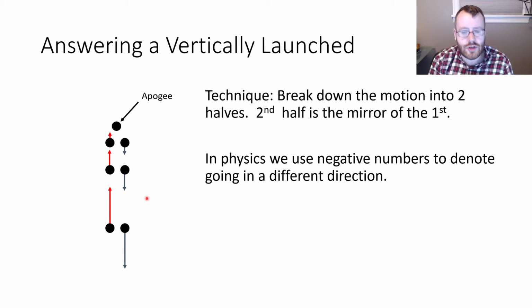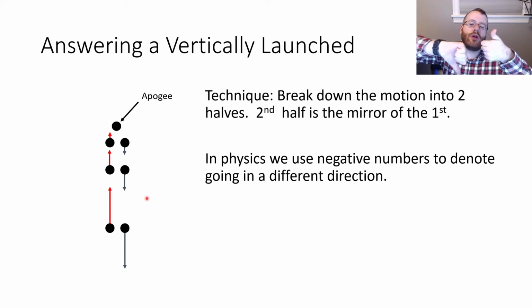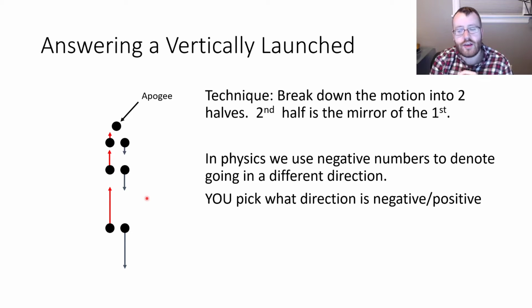And speaking of direction, in physics, we have to treat opposite directions as negative numbers. So if we have one thing going up and one thing going down, we have to make one of those directions negative. And the choice is up to you on which direction you want to make negative.